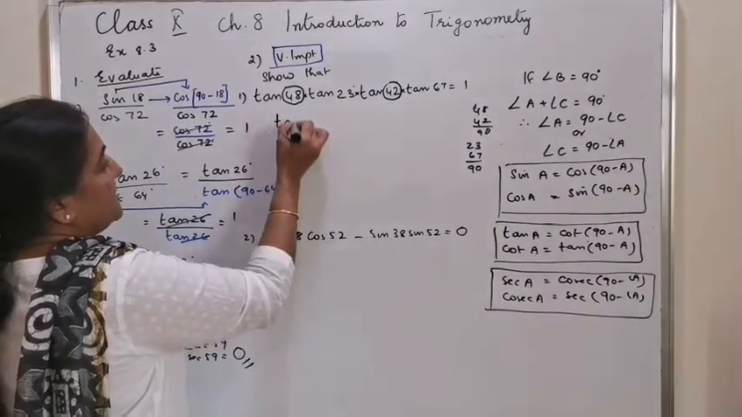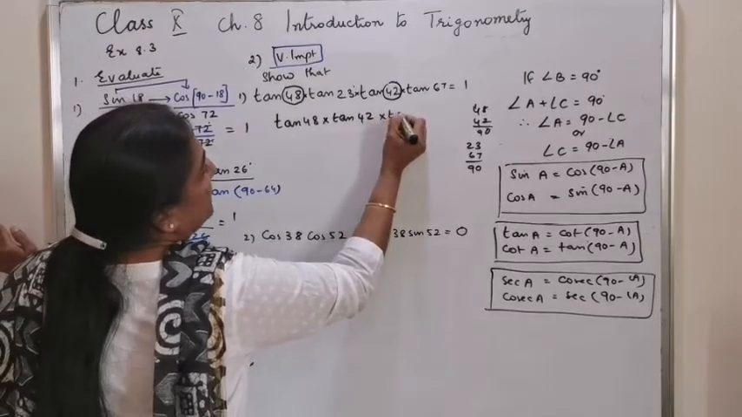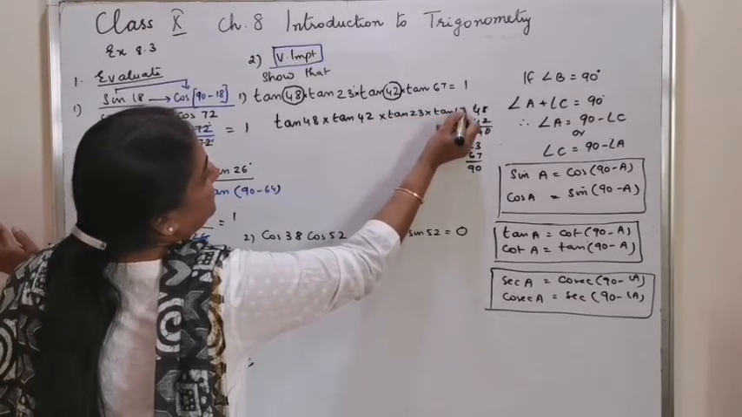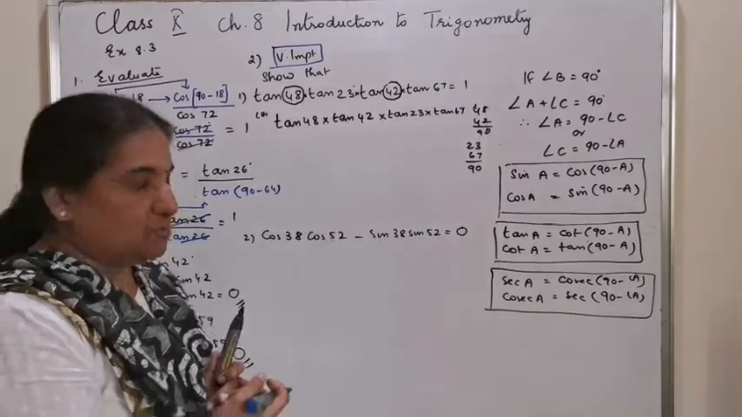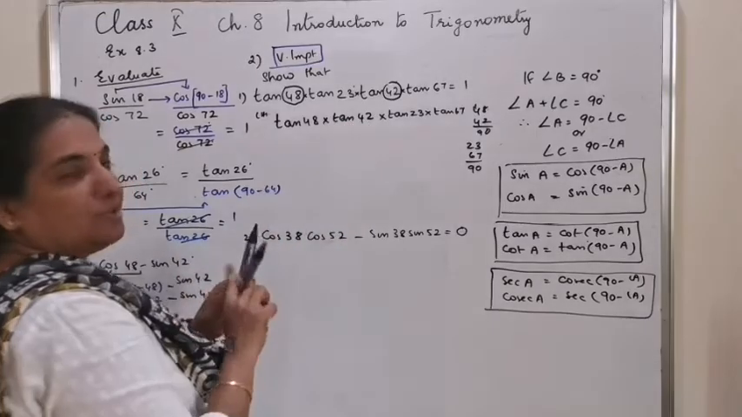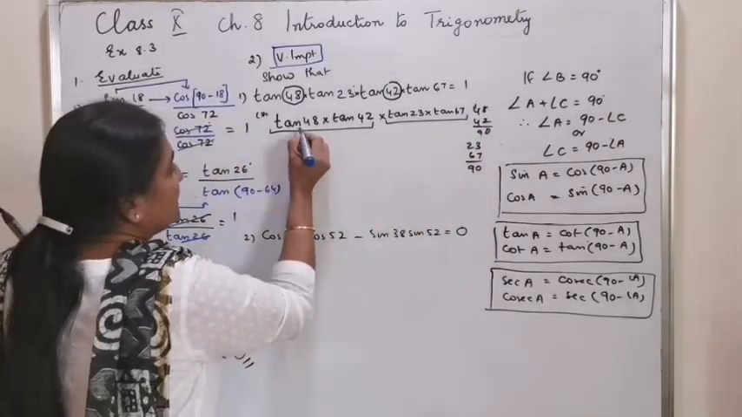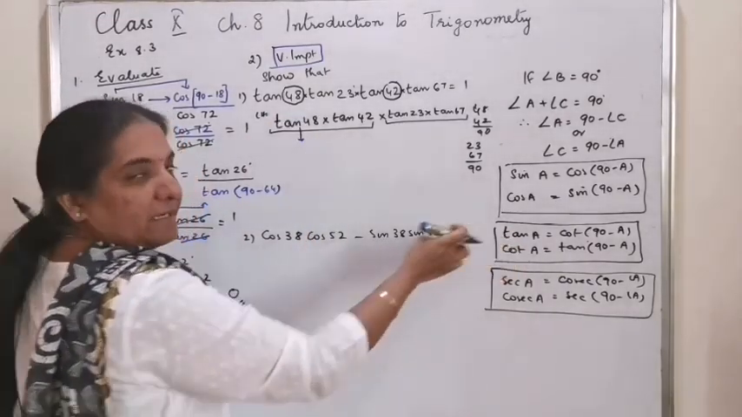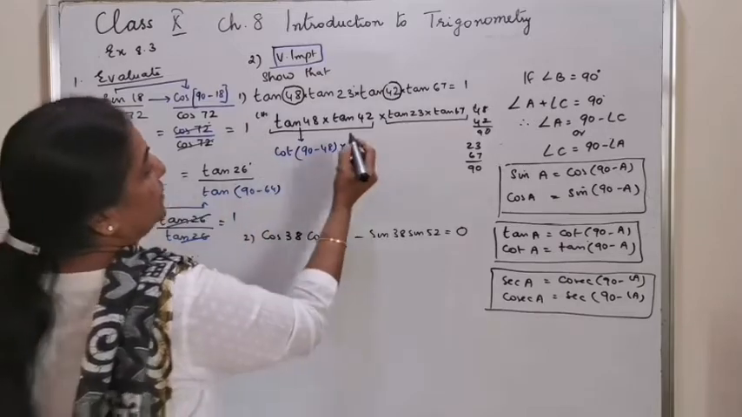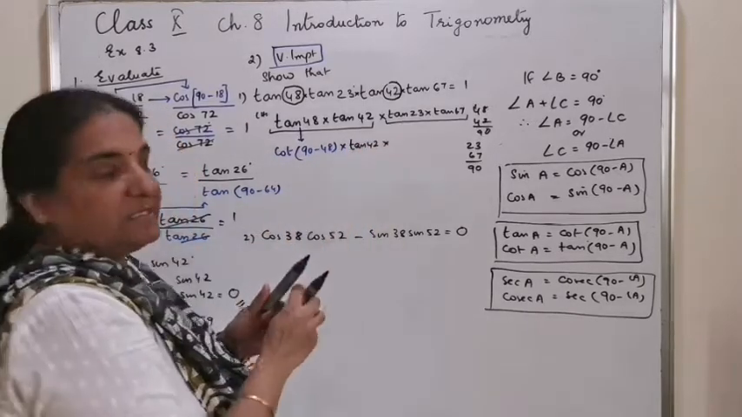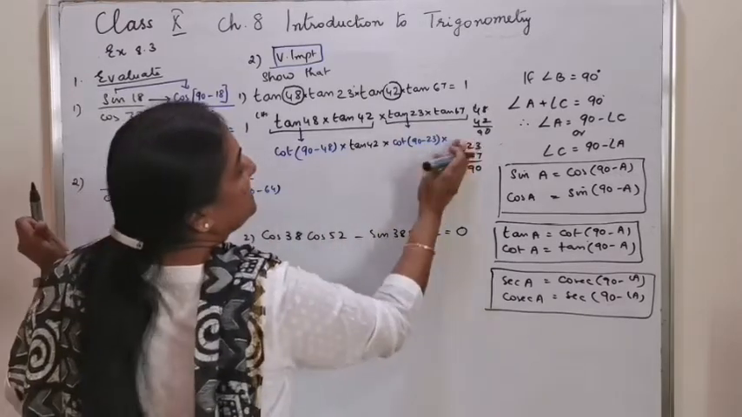So the first step is tan 48 into tan 42, just rearranging the terms, into tan 23 into tan 67. This is the LHS of the question. As we were doing here, change only one of the ratios, either tan 48 or tan 42. Out of these two, you can change one of them, and out of the other two, you can change one of them. Let's change tan 48, as the complementary ratio of tan is cot: cot of 90 minus 48, into tan 42 retained as such, into change tan 23 as cot of 90 minus 23, into tan 67 retained as such.